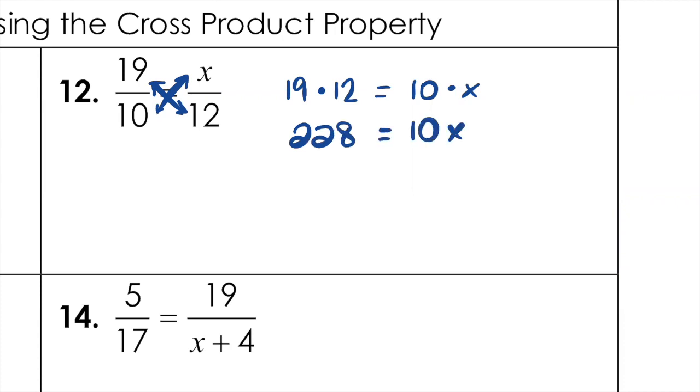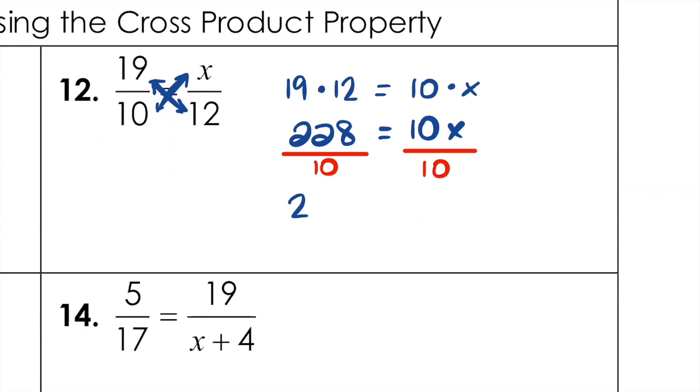Equals 10x. Divide both sides by 10. So x equals 22.8. I'm not a fan of all the fractions or decimals, but they could exist.